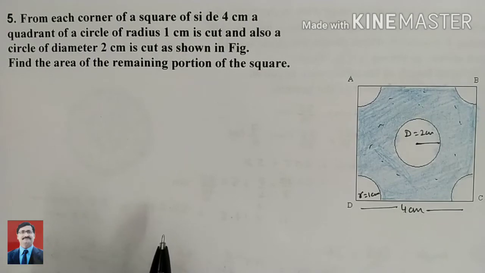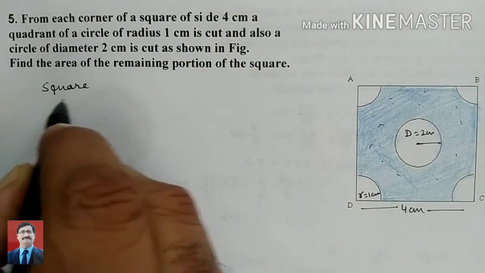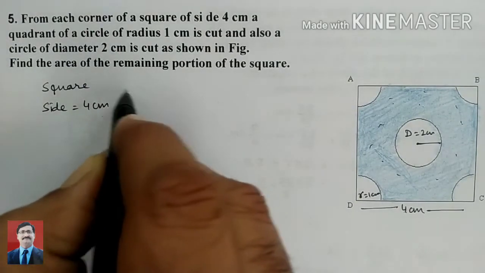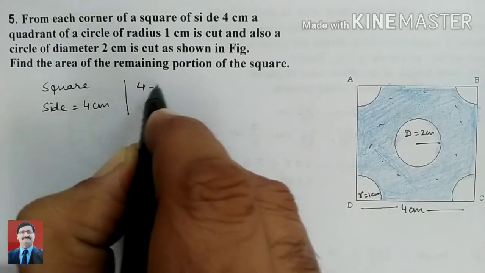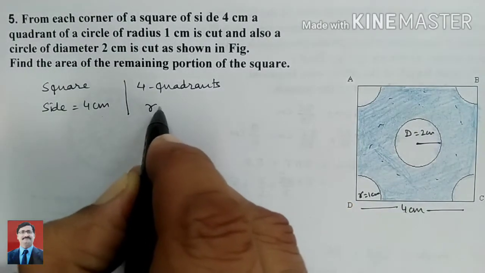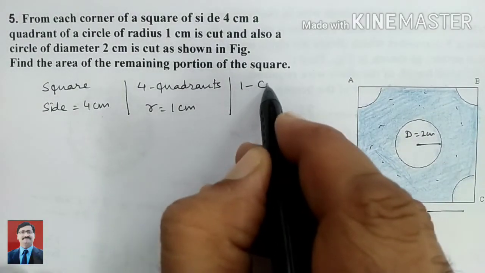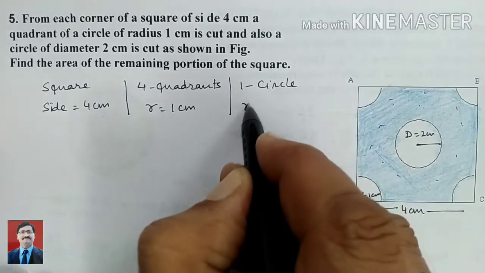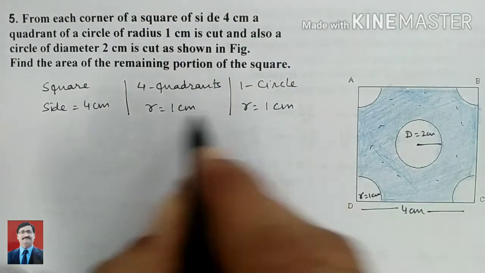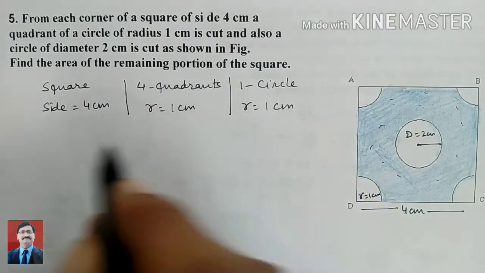So look here what we have. First, we have a square, and the square side is given to us as 4 centimeter. Second, we have 4 quadrants, and the quadrant radius is 1 centimeter. And we have one circle, whose diameter is 2 centimeter, so the radius is also 1 centimeter. We can write it as r, because both are equal.